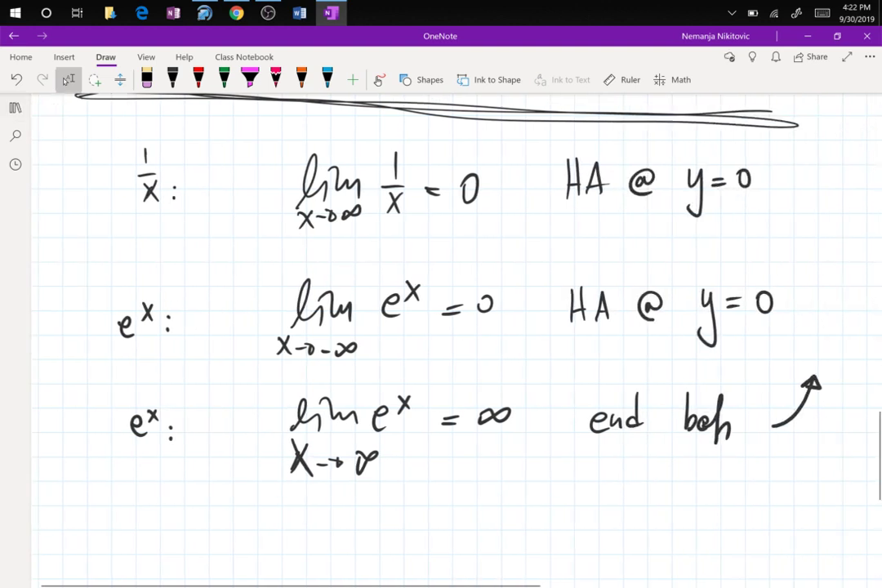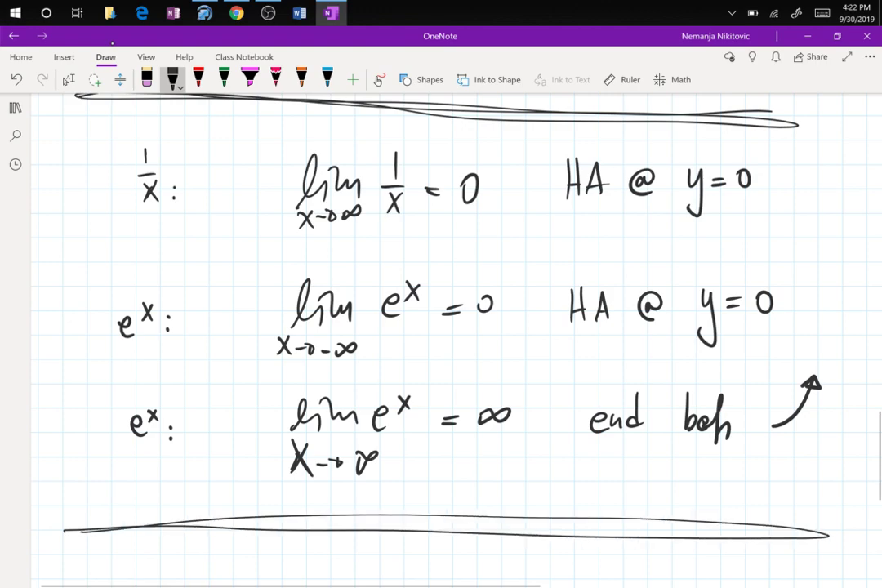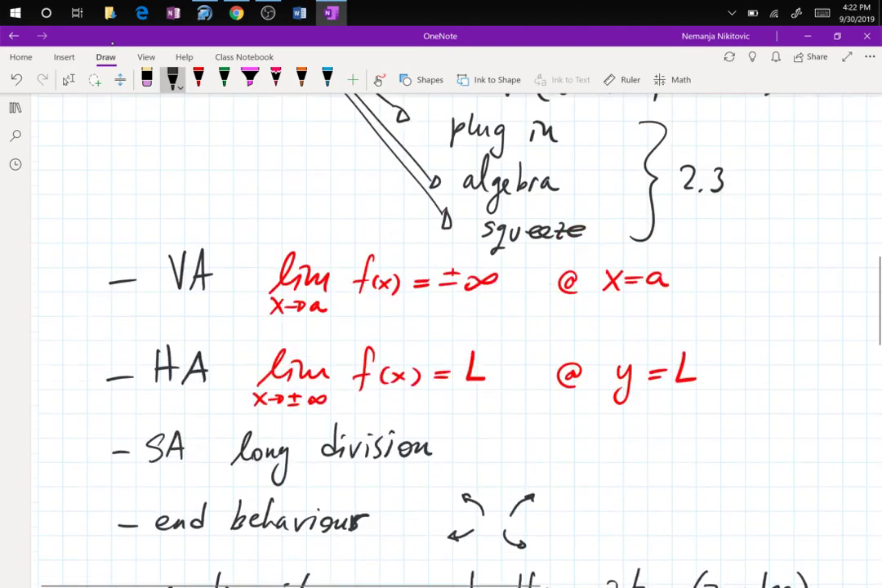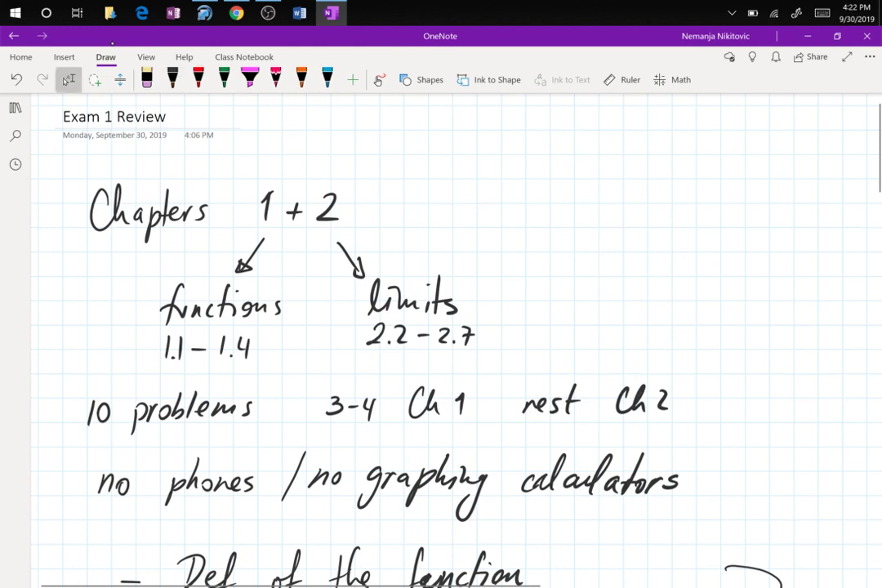As I mentioned, about 10 problems, 100 points. The exam is about 80 to 85 minutes. So if you have 10 questions in 80 minutes, that's 8 minutes per question. Some questions you can do much faster than that.